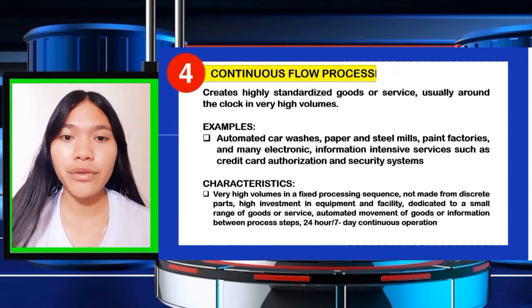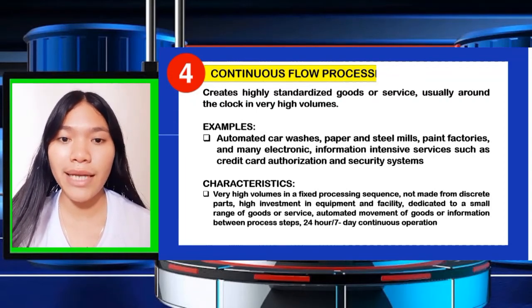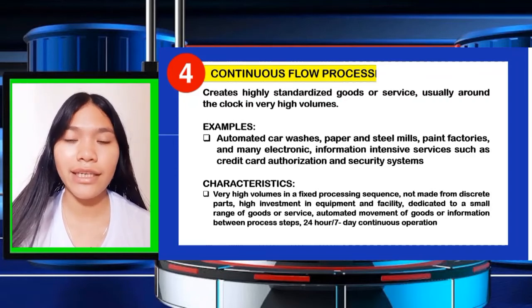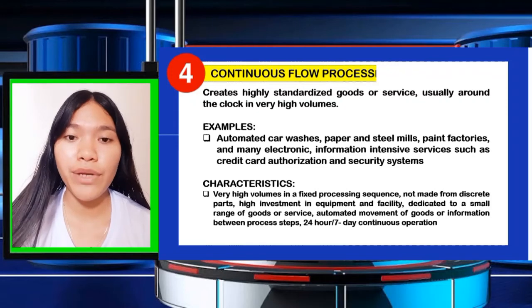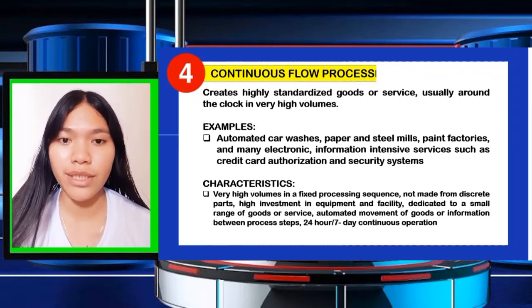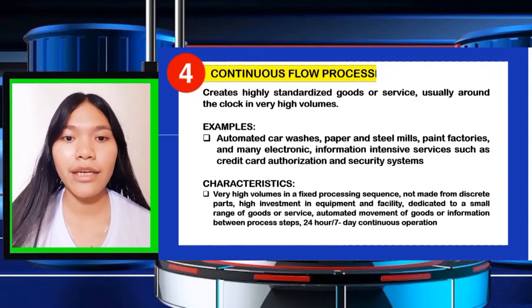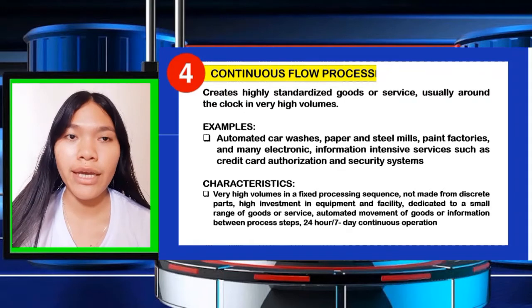So for you to understand better, the difference between the flow shop production process and the continuous flow process is that in flow shop production, both machines and humans work together to produce the goods and services, while in the continuous flow process, most of the work is done by machineries rather than humans.